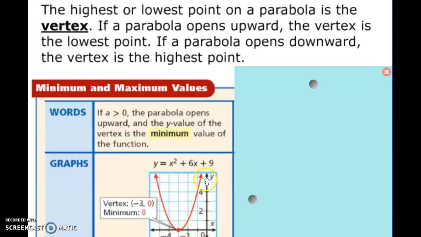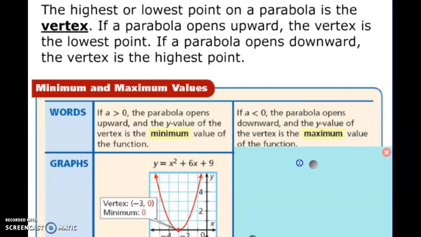Here's a parabola that opens upwards. Notice the a in front of here is positive, and because it's positive, the parabola opens upwards. The lowest point is the vertex. That's the point where the curve changes direction. So the lowest point here, the minimum of this, is the vertex. And the vertex is negative 3, 0, but the lowest point, the minimum, is just the 0. Notice that it's the y-coordinate.